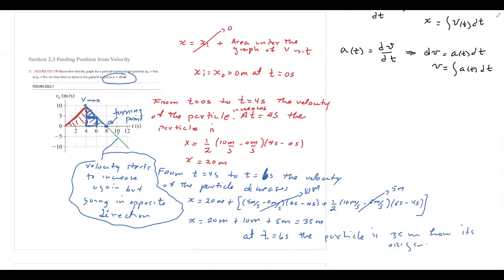So this is a complete analysis of this graph, right? This is the simplest way to do the analysis, okay? With this analysis, based on the fact that the position is the area under the graph of velocity, we found the position of the particle at a given time. So we determined the time at which the particle was at a specific position. Okay? Any question?